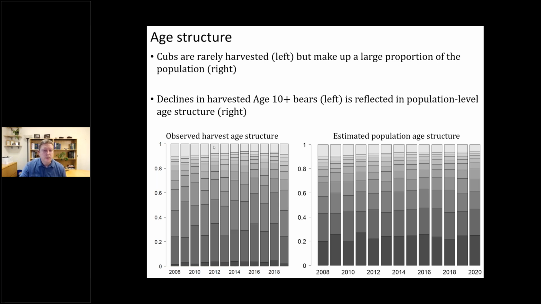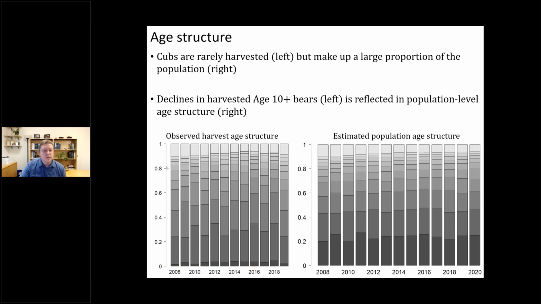In the actual harvest data, you have age, cubs here on the bottom, 1, 2, 3, 4, the whole way up to our age 10+ individuals. Along the bottom, you can see that cubs very rarely are harvested. They make up a very small proportion of the observed age structure in the harvest data. However, cubs make up a large proportion of the overall estimated population-level age structure, which intuitively has to happen. You have to have this large juvenile age class to recruit into older age classes.